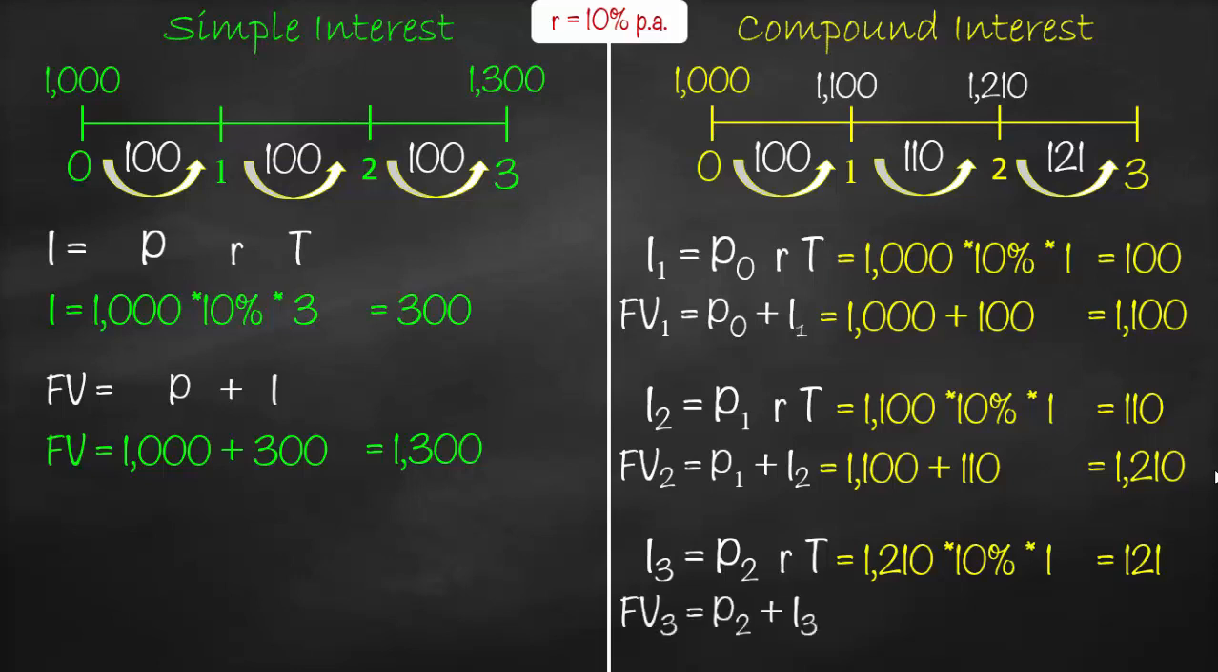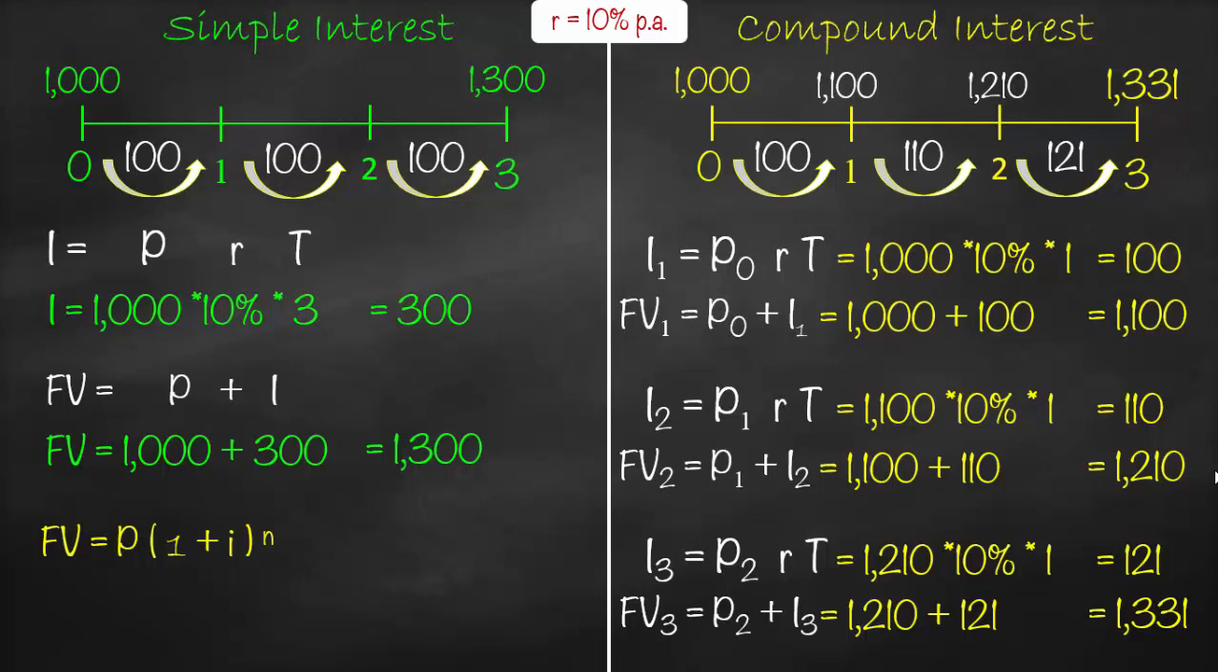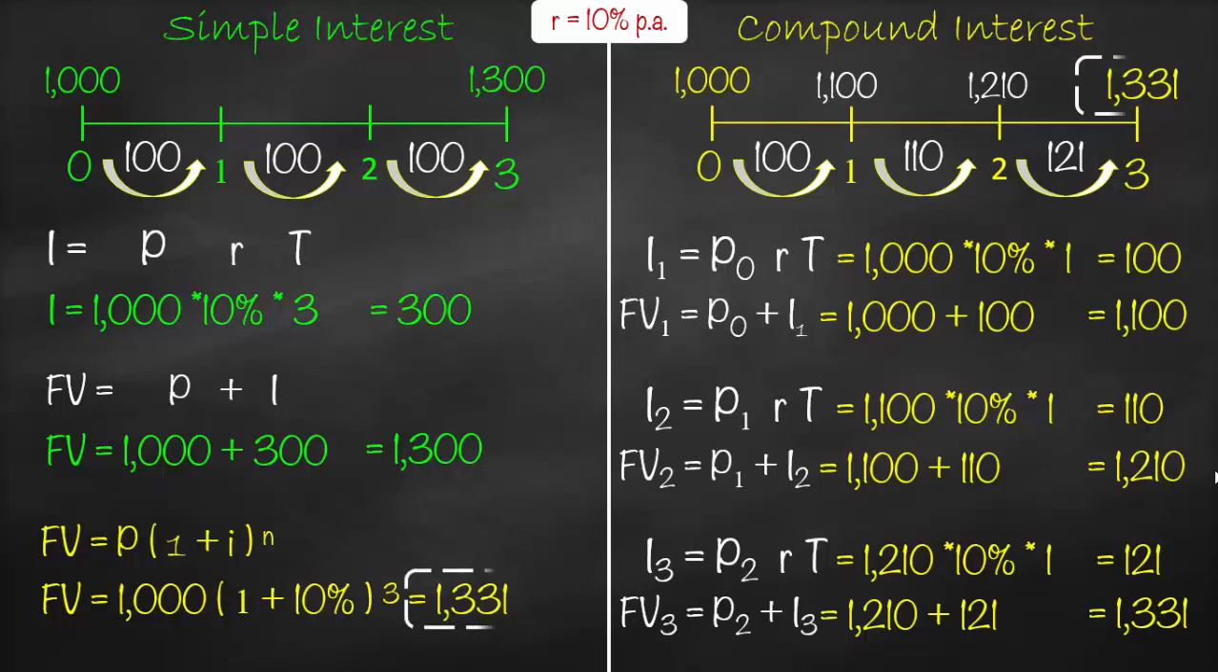Therefore, what will be the future value at the end of year 3? It will be the principal in year 2 plus interest amount in year 3, so it will be 1,210 plus 121. This will give us 1,331. So, do we have one formula to calculate the compound interest instead of doing all these steps? Yes, we have a compound interest formula, which is the principal or present value multiplied by 1 plus i to the power n. So let's substitute. We started with $1,000 multiplied by 1 plus 10% to the power 3. It will give us 1,331, which is exactly the same as the one we did with these detailed steps.